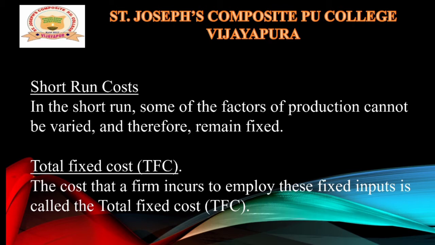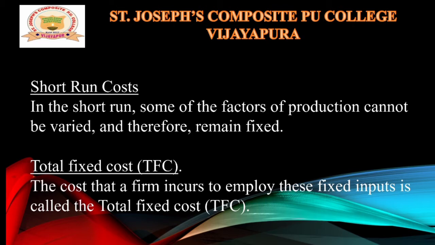So how much money the firm spends, that is the expenditure to get the output, is the total fixed cost. It means the cost that a firm incurs to employ these fixed inputs is called total fixed cost or fixed cost. Or we can say that fixed cost is a payment made for fixed factors in the short run. Okay, so fixed cost is what? It is the payment made for fixed factors of production.